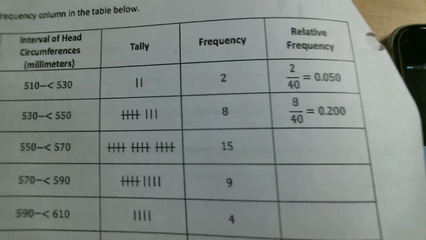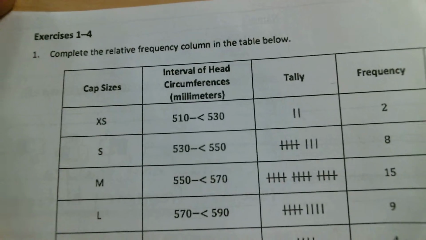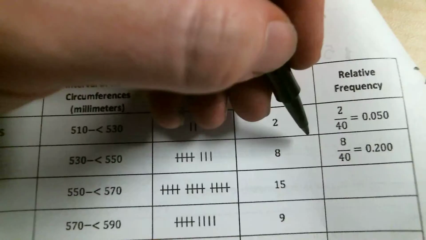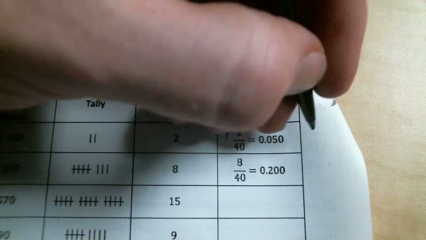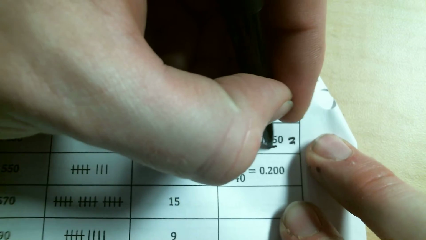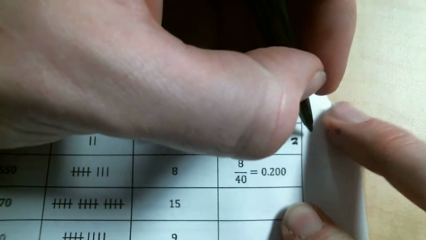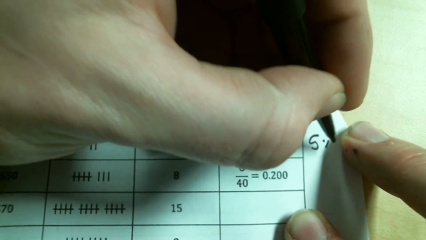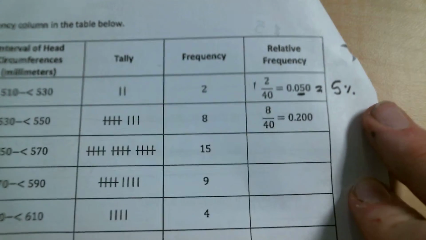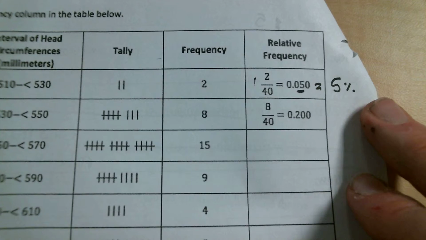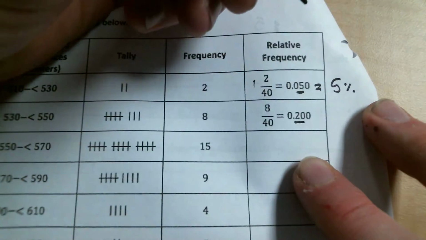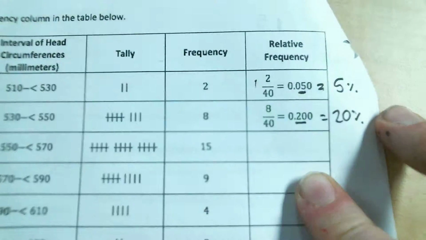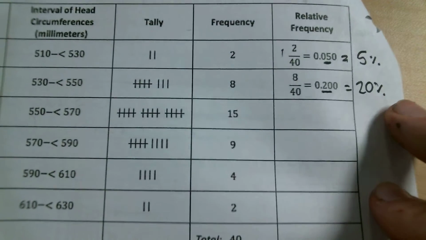So we can see here for the extra small, there were only 2. 2 divided by 40, we get 0.05, which is the same thing as 5 hundredths, right? 5 hundredths, which is 5%. Let's keep going. Next one, 8 out of 40. So that would end up being 0.20. So this is 20 hundredths, making it 20%.